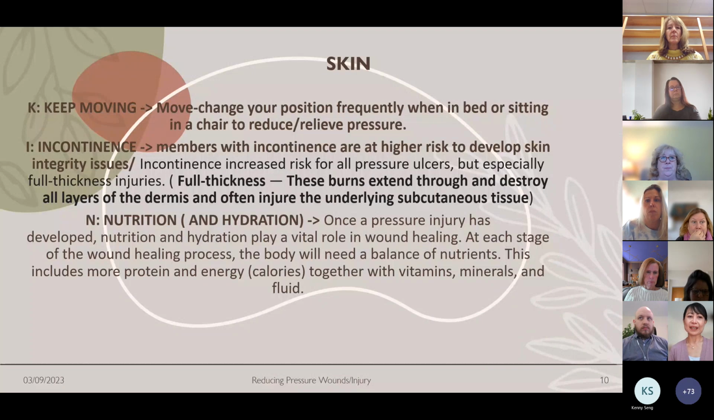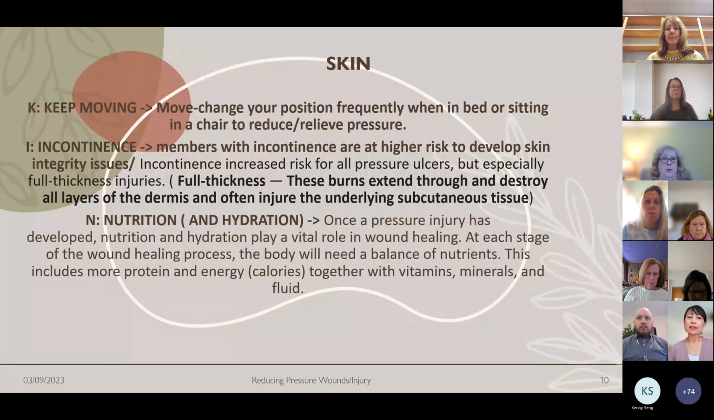Keep moving. Change your position frequently when in bed or sitting in a chair to reduce or relieve pressure. I is incontinence. Members with incontinence, as you know, are at a higher risk to develop skin integrity issues. Incontinence increases risk for all pressure ulcers, but especially full thickness injury. Full thickness injury is a burn that extends through and destroys all layers of the dermis and often injures the underlying subcutaneous tissue. And nutrition and hydration.